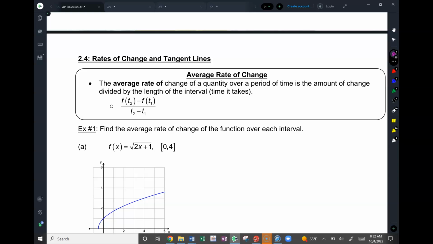Okay, 2.4 is on rates of change. This is what was in lesson 1 with the velocity and the distance, and you guys kept asking me if it was going to be on the quiz, and I said it'll come back with a vengeance, and it'll just keep coming back forever. So now it's back again.